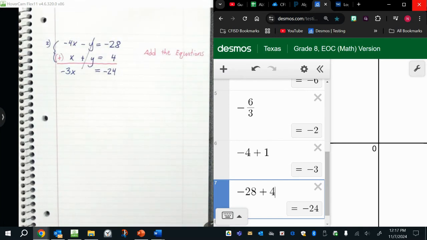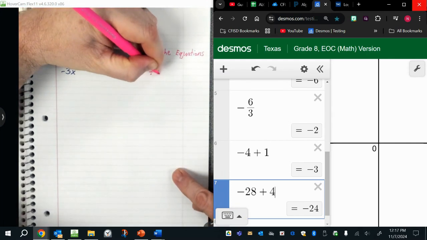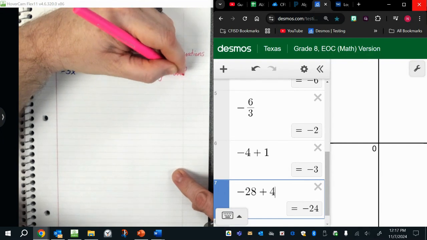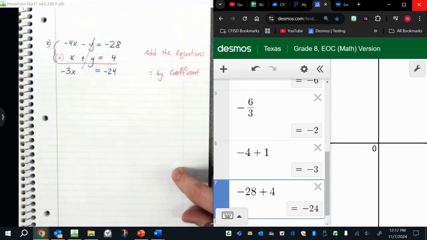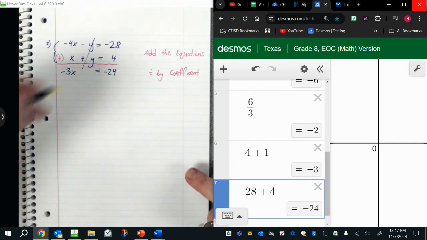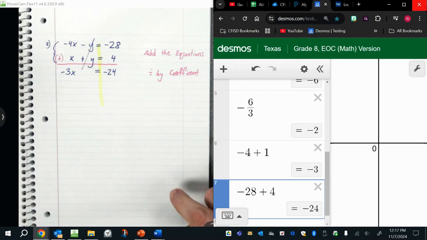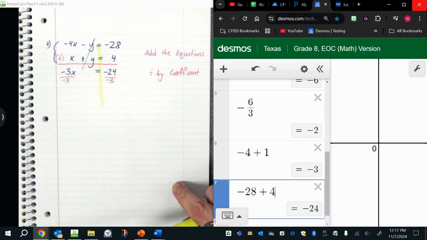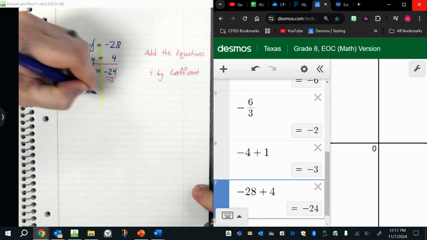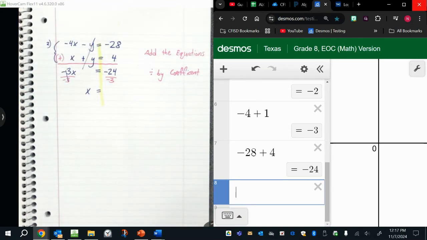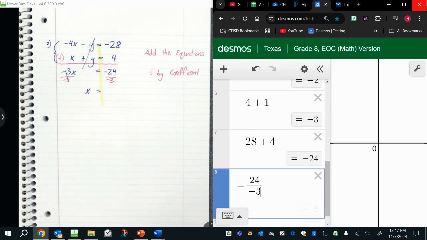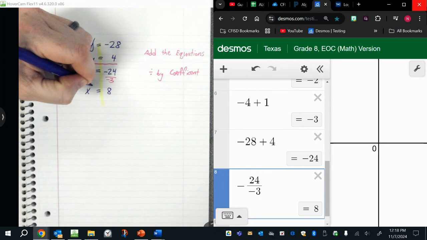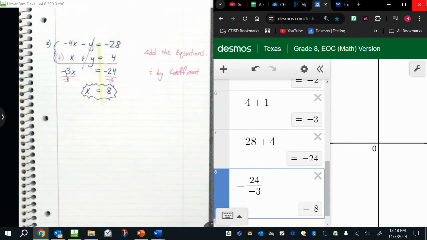All right. Now we divide by the coefficient. So in this case, we are going to divide by negative 3. And so x equals negative 24 divided by negative 3, and that's positive 8. So we found what x is equal to. Cool.